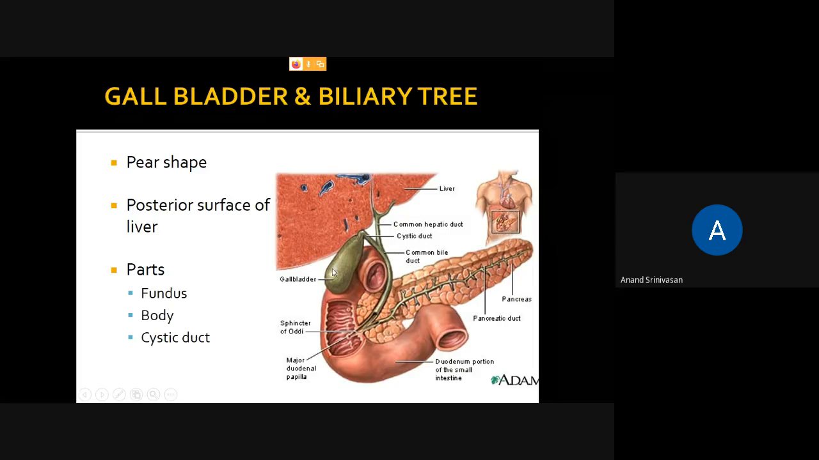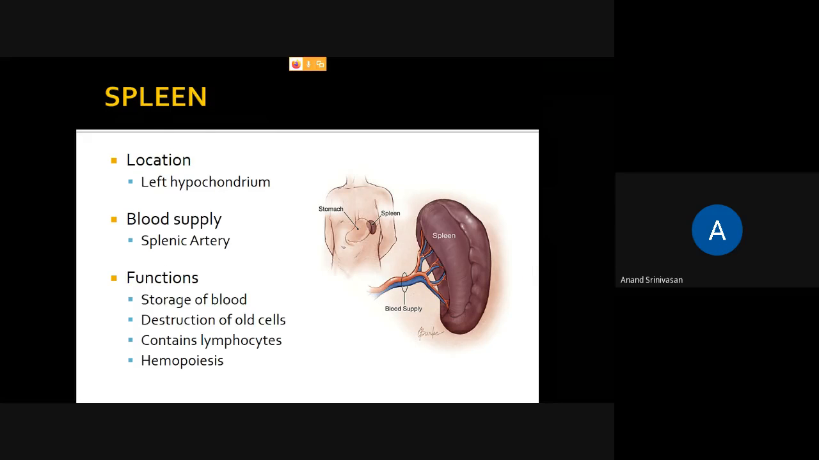The gallbladder, where the bile is stored, is located on the posterior surface of the liver. The biliary tree comes from the hepatic ducts, which join together to form the common hepatic duct, which joins with the cystic duct to form the common bile duct. The common bile duct then joins with the major pancreatic duct and opens into the second part of the duodenum through the duodenal papilla. And lastly, the spleen, located in the left hypochondrium, supplied by the splenic artery.